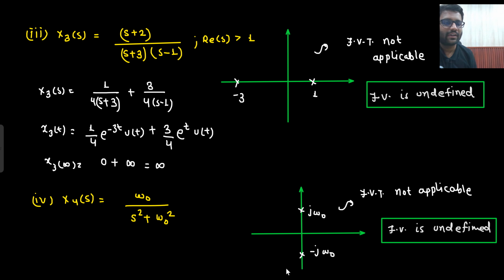And how do I get to know the final value will be oscillatory? If my poles are there on the j omega axis, not on the origin, on the j omega axis dropping the origin, and single pole should be there. It's not that double pole should be there. Single pole should be there.